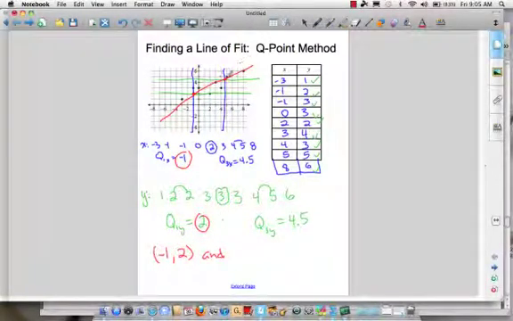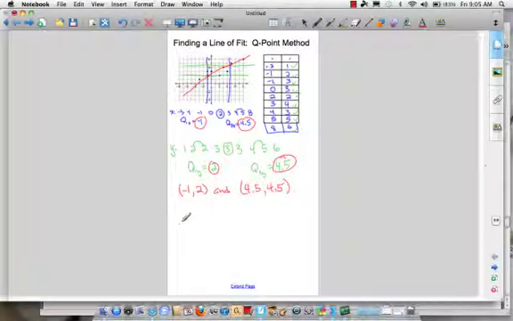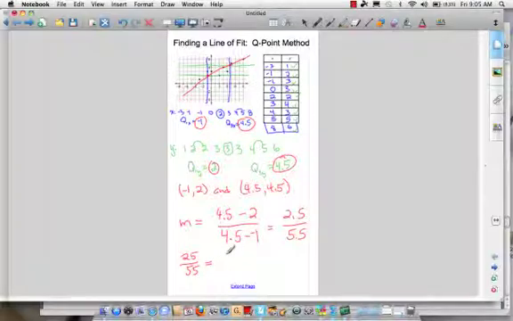And I also have this point right here, which is 4.5, and the y-coordinate is also 4.5. So 4.5, 4.5. And then from there, this is review. To find the equation of the line through those 2 points, I have to find the slope: 4.5 minus 2 over 4.5 minus -1, which is 2.5 over 5.5, which is 25 over 55, or 5/11.